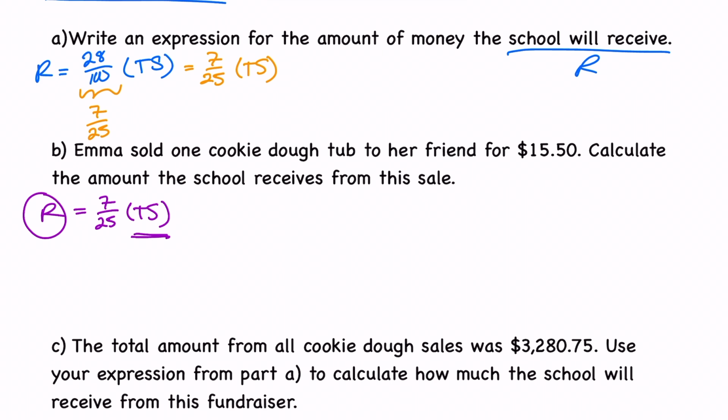And it says here that Emma sold one cookie dough tub to her friend for $15.50. So this is the total amount made from the sale before we give the school their cut. So $15.50 is our TS. So now that we know our TS, we can go ahead and plug it in and solve. And when we solve, we get $4.34 as our answer. So since R equals $4.34, the amount the school receives from the sale is $4.34.